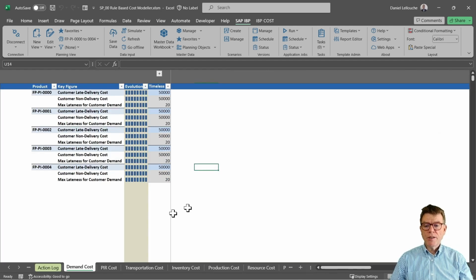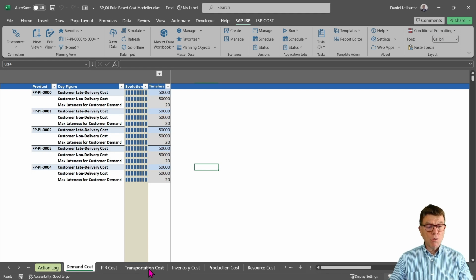So from the cost perspective, on the demand cost, no change. We have raised the non-delivery and late delivery to a very high level in order to force the optimizer to plan something. Don't forget, if you have no penalty, no planning at all.